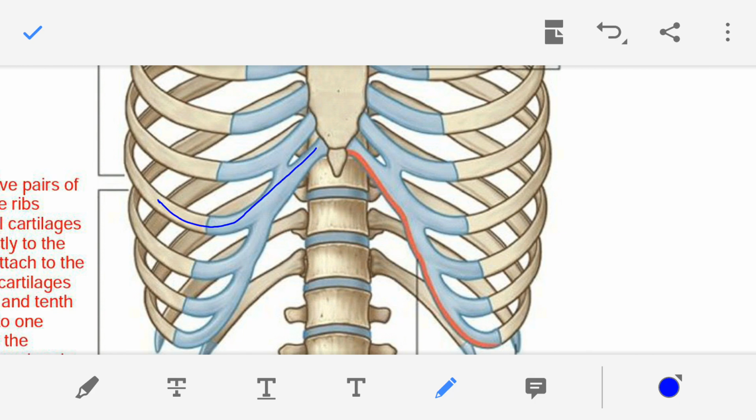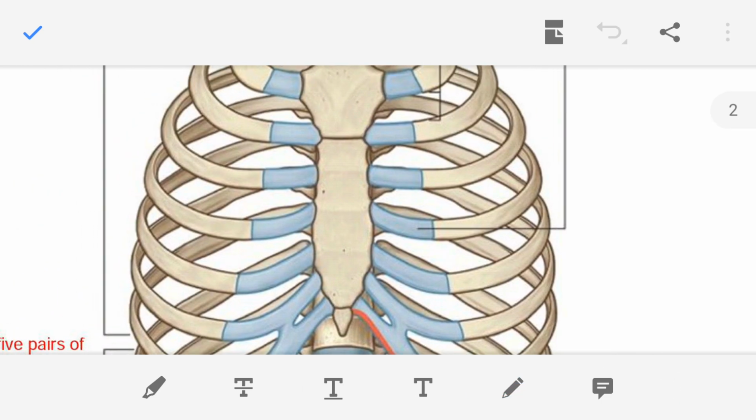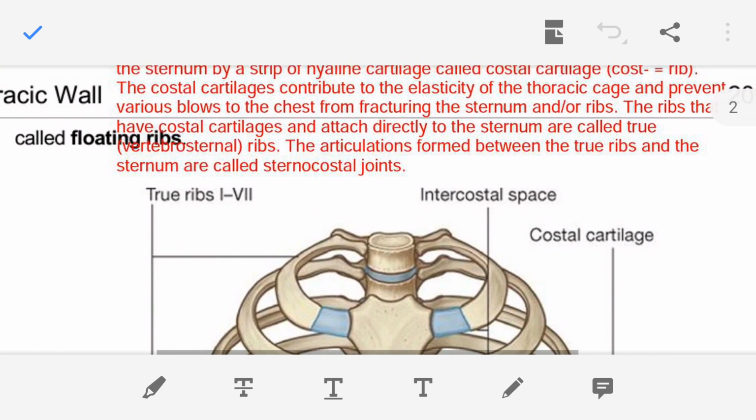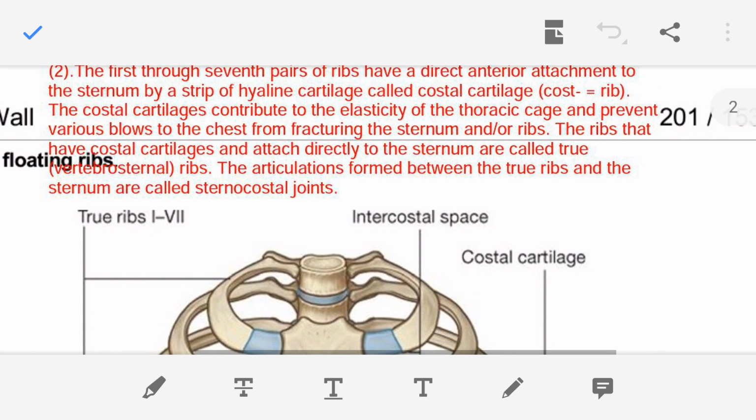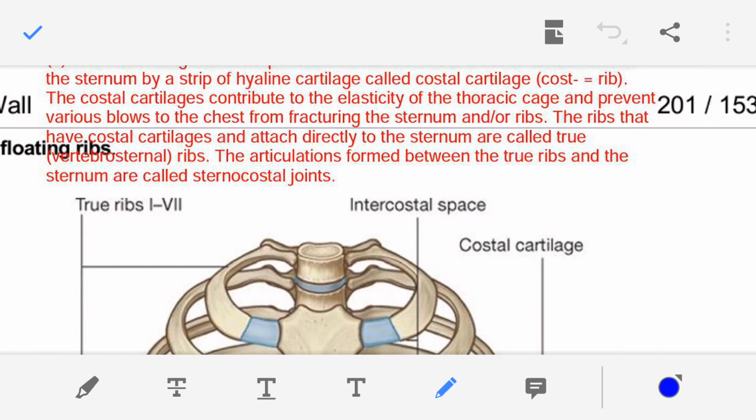Now, these ribs are attached directly to the sternum with the help of cartilage, and this cartilage is called hyaline cartilage. For example, this one is the first rib and this is the cartilage, and this cartilage is the costal cartilage.